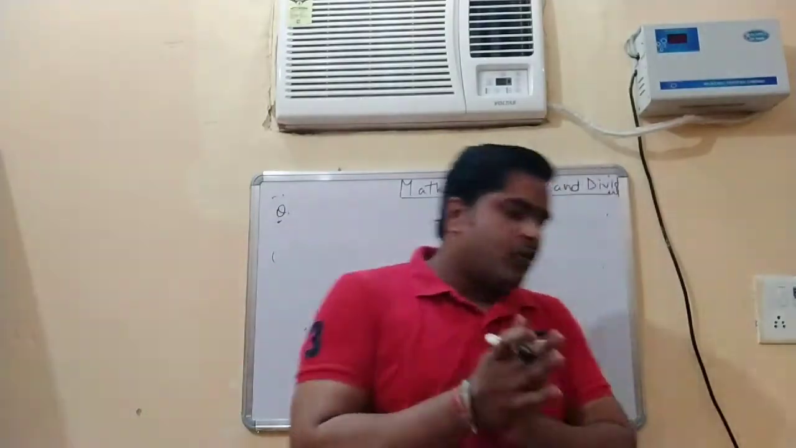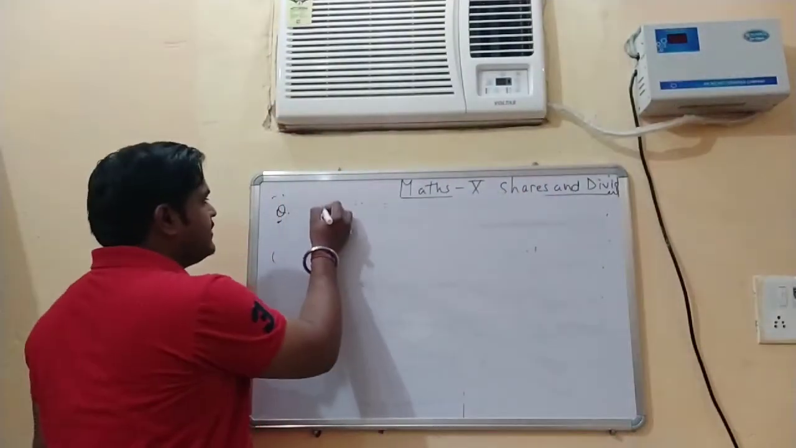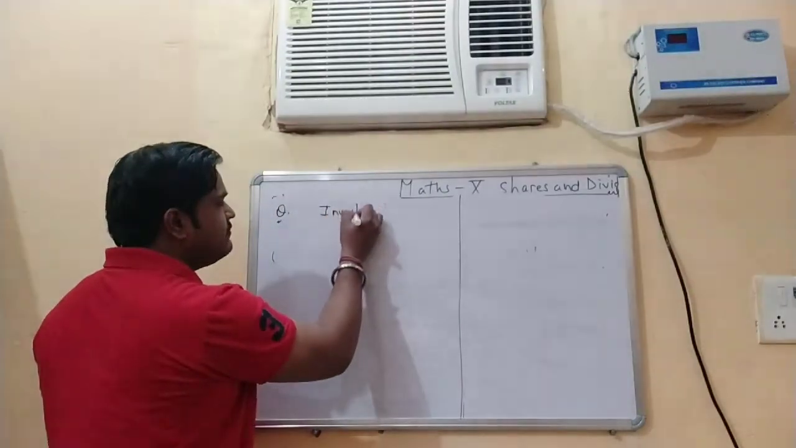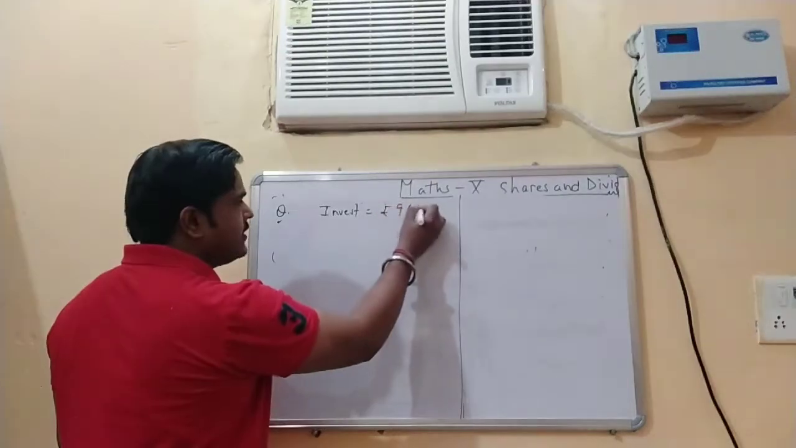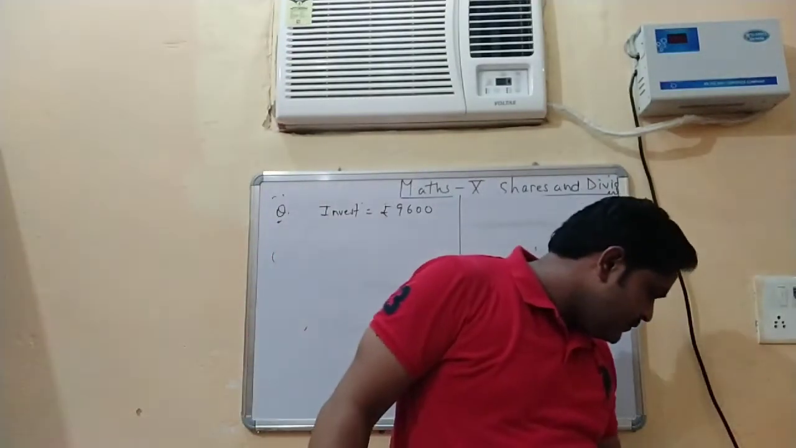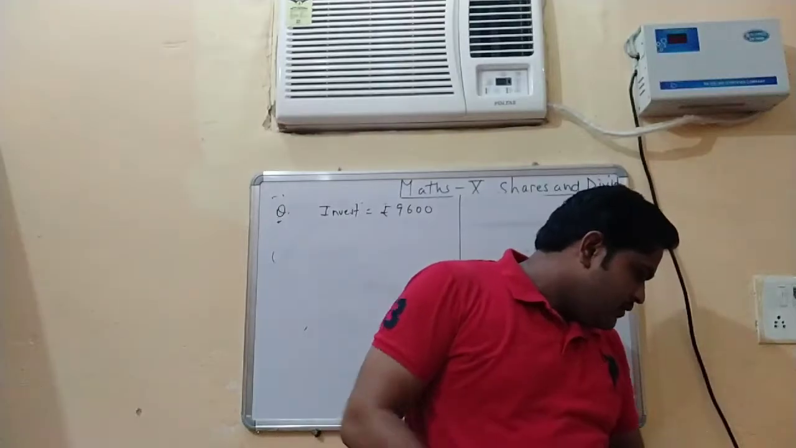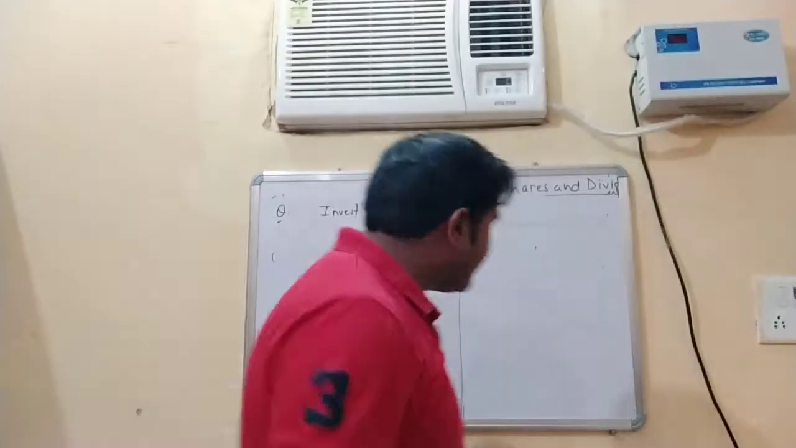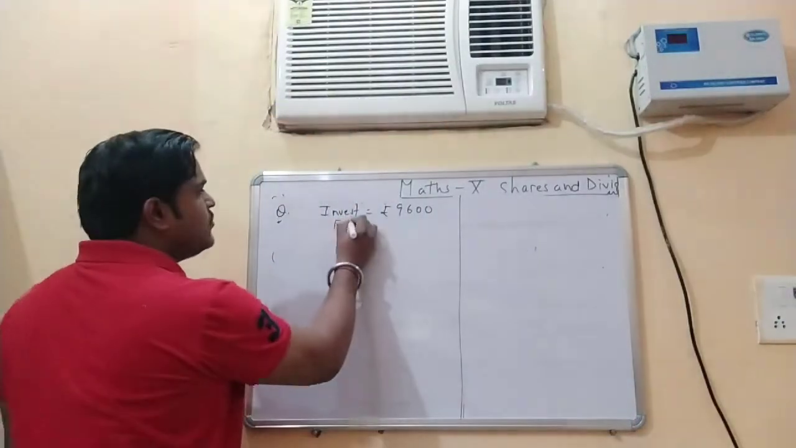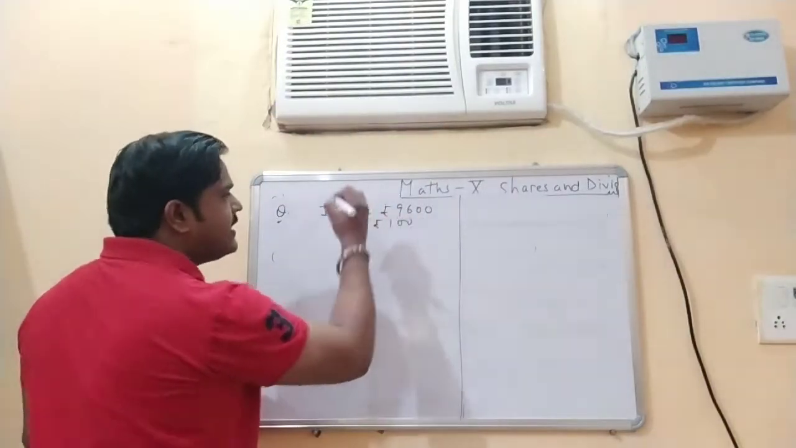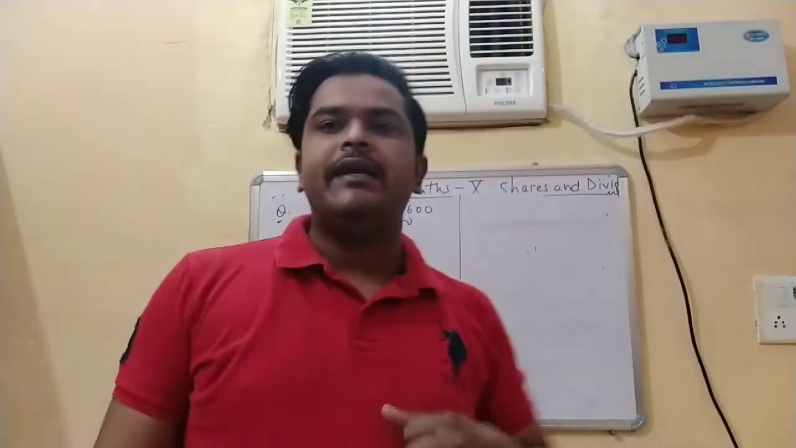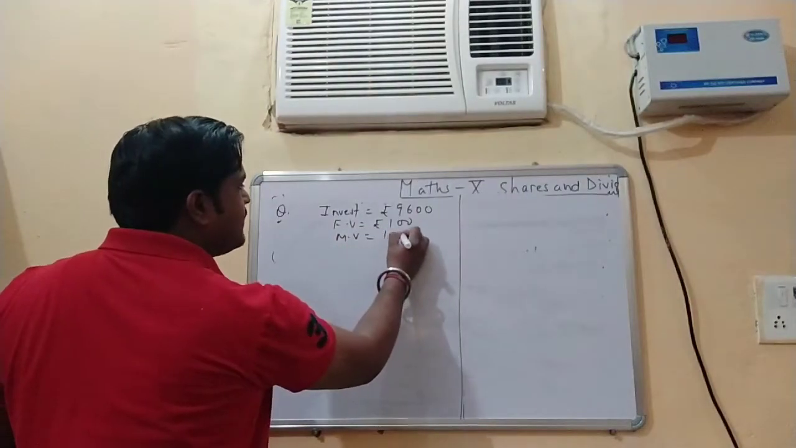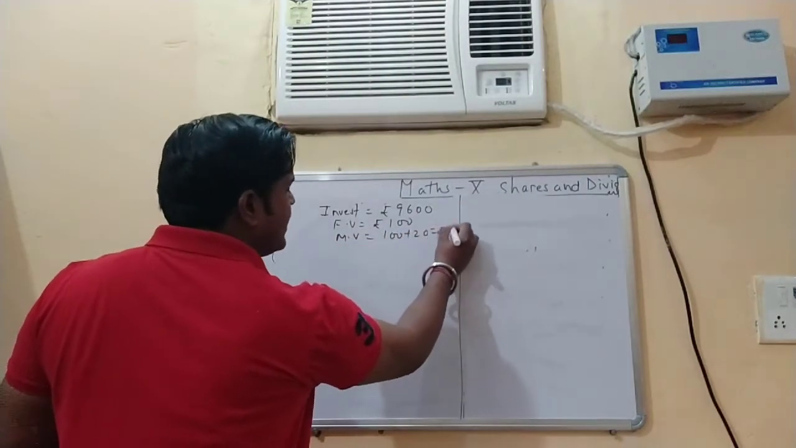Rohit invested rupees 9600. So student, in this question investment is rupees 9600. Now, at rupees 20 on rupees 100 a share at rupees 20 premium. Now the face value is given 100 rupees and it is at a premium of rupees 20. That means the market value will be 100 plus 20. At a premium this will be 120.